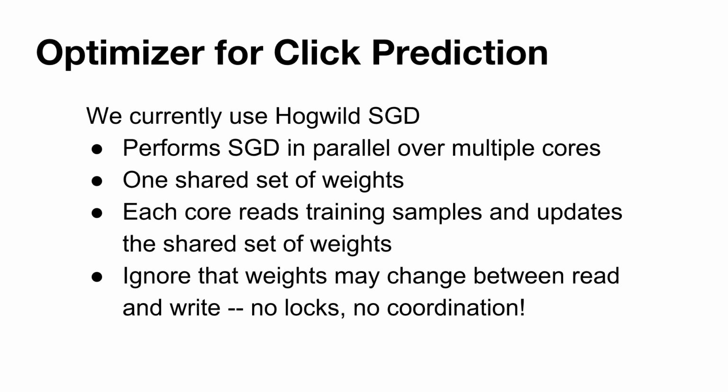Hogwild SGD is a variant of SGD where you basically perform SGD in parallel over a number of cores. There's just one shared set of weights that they're updating as each one of them is processing a different instance. Normally you'd have to worry about one of them reading while another is writing, and you'd have to coordinate, which is a big pain. The way Hogwild SGD works, and we didn't come up with the algorithm, is it says, forget all that, just let them interfere with each other, it's not a big deal. That gets rid of all locks and coordination, so it runs really quickly, and empirically it performs quite well too, certainly when you take into account that you're allowed to use all your cores at full bore.